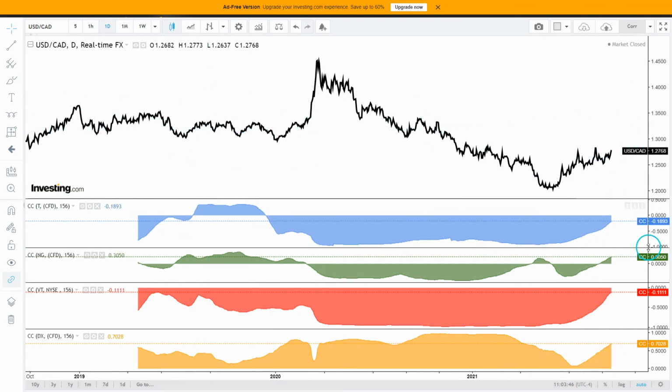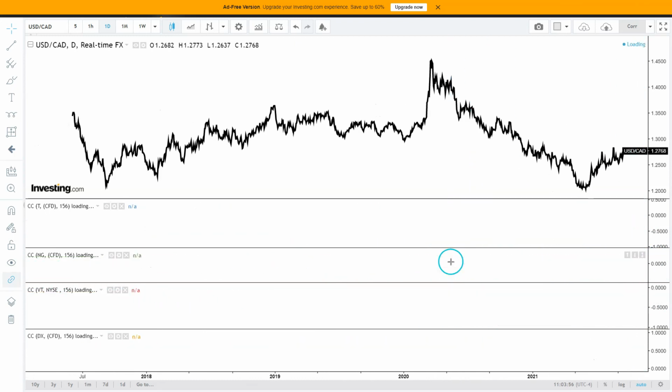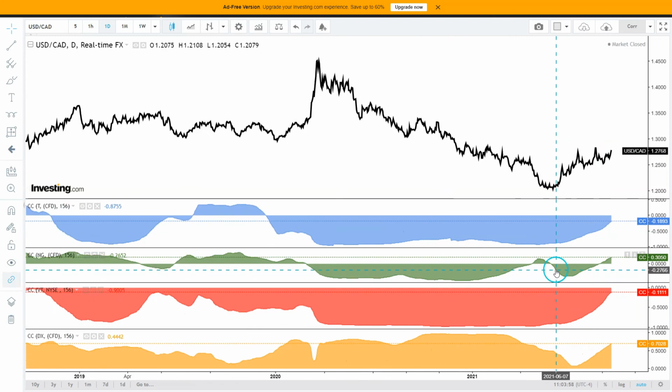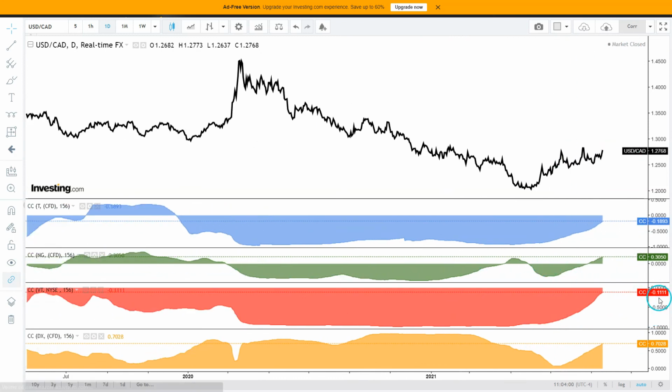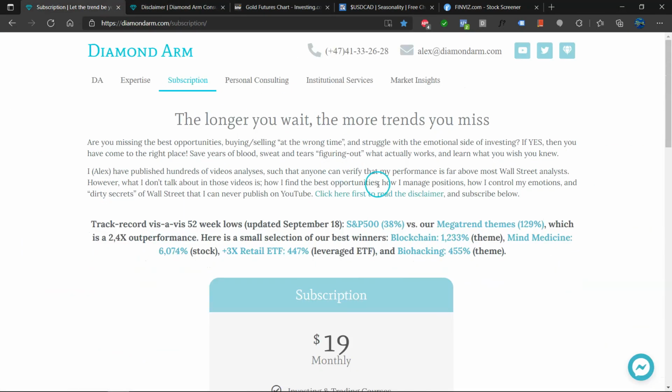So on the daily data points, there's only minus 19% negative correlation with crude oil, 30% positive with natural gas, though it's currently on the historical high-ish end of the spectrum. Minus 11% here with the total world stock market ETF, and a 70% positive correlation with the dollar index. So yeah, I think that there are more reasons to be bullish than bearish on this pair for the coming months.